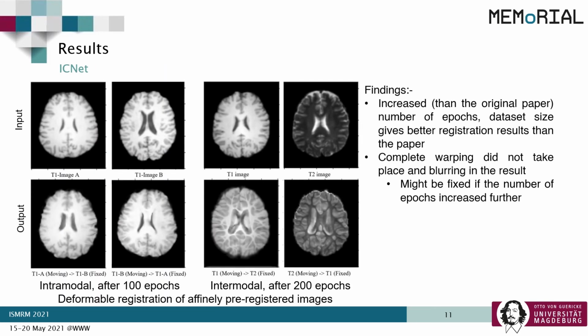The final set of results are from ICNet, where intramodal training was done for 100 epochs and intermodal for 200 epochs. In both cases, they only worked with affinely pre-registered images. We have increased the number of epochs and the size of the dataset, which led to better results than the paper. However, it can be observed that complete warping did not take place, and there is significant blurring in the results. These might be resolved by increasing the number of epochs even further.